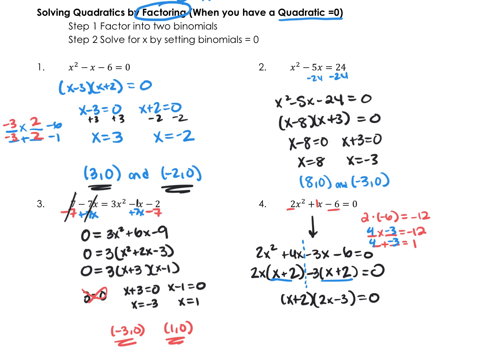Now we have factored, right? Because now we have the 2 parentheses. So what do we do once we factor? We set those equal to 0, right? Just like before. Set those equal to 0.